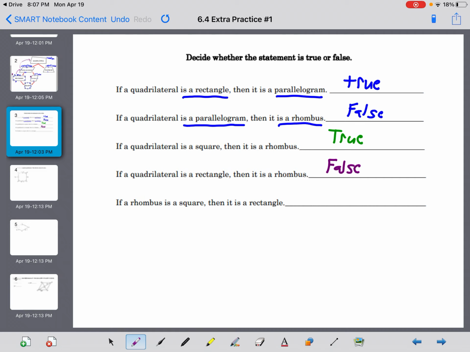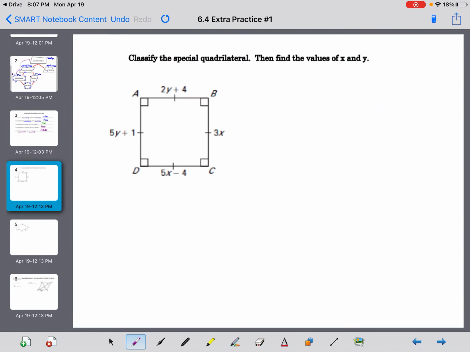And if a rhombus is a square, then it is a rectangle. Well, this is just totally false. Sorry, guys. Totally false.